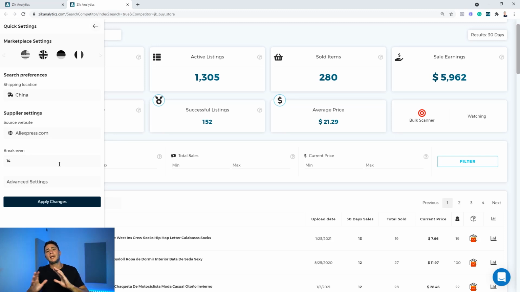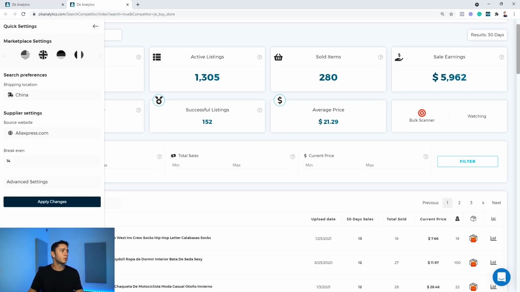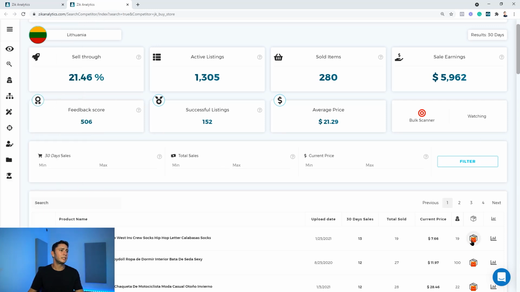I usually adjust the setting based on what I'm looking for. So if you're looking for US suppliers, you will need to put here United States and then choose source website, depends on your need. If you're doing wholesale, you can always choose Alibaba and compare to Alibaba products, and that's it. You will click apply changes and you will have it ready like it is here.